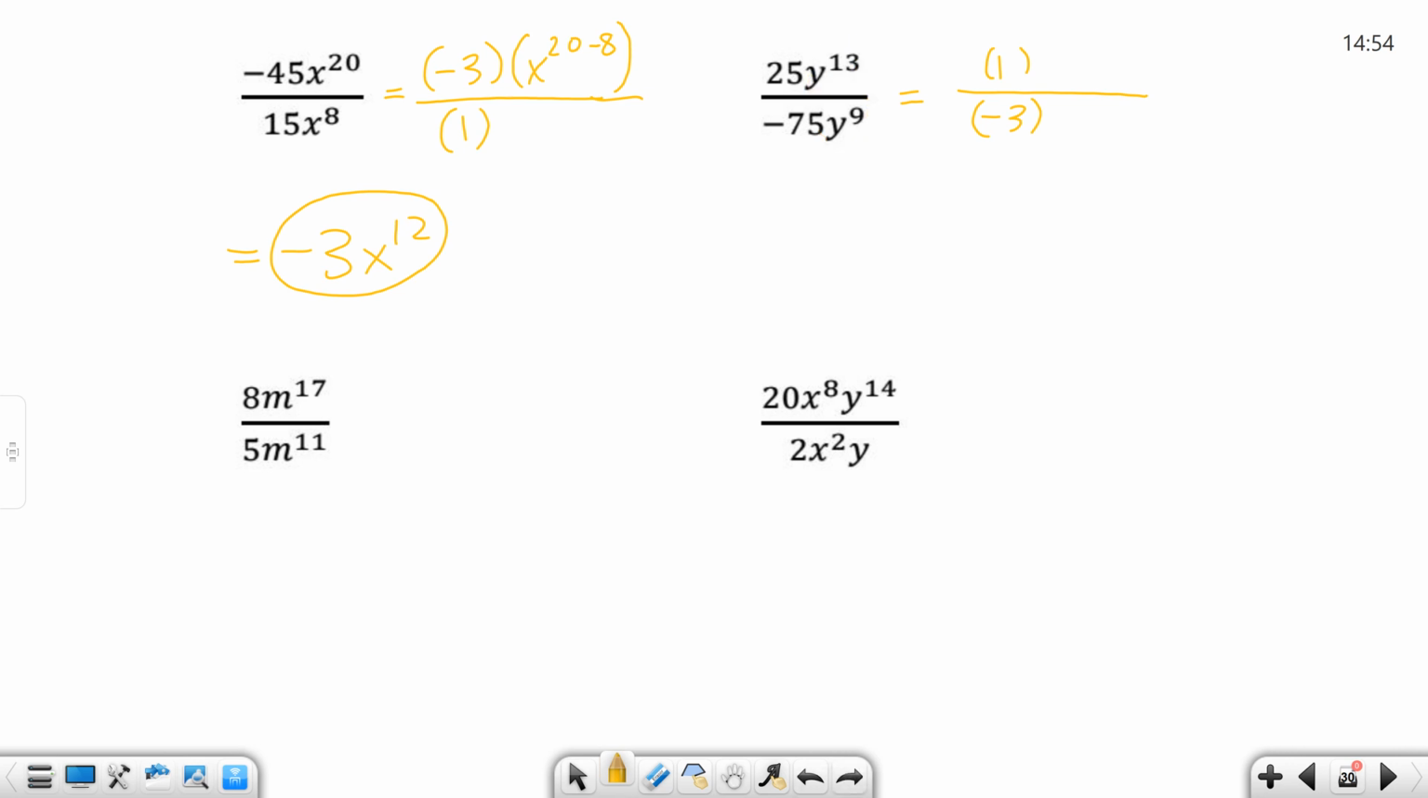The top, 13 is bigger than 9. It's going to be y to the 13 minus 9. And y to the 13 minus 9 is y to the 4th. And I don't need the 1 because 1 times y to the 4th is y to the 4th over negative 3. It's possible you're able to leave the answer this way. I'm going to clean it up a little bit.